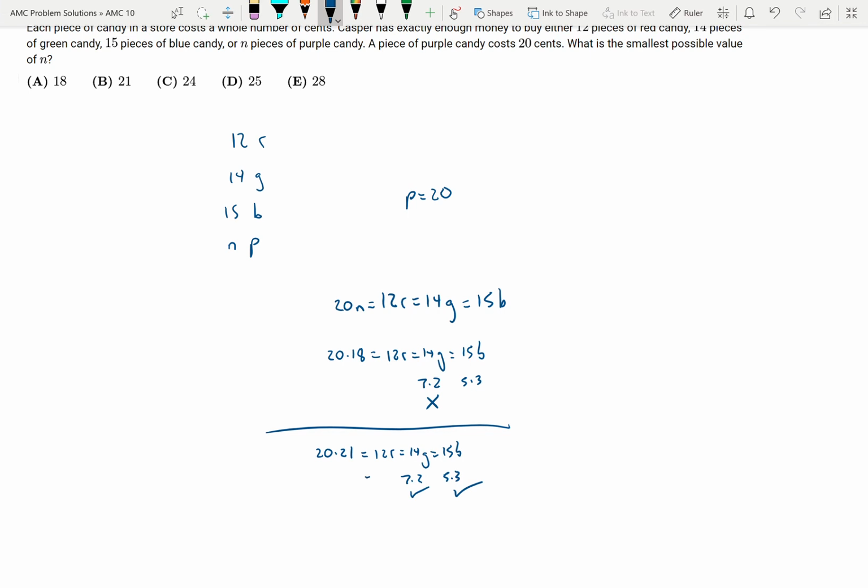And then 12 is 4 times 3. There's a 3 in the 21 and a 4 in the 20, so that checks out. So therefore, 21 is the smallest possible value of N. So the answer is B.